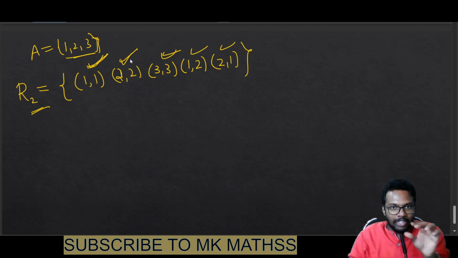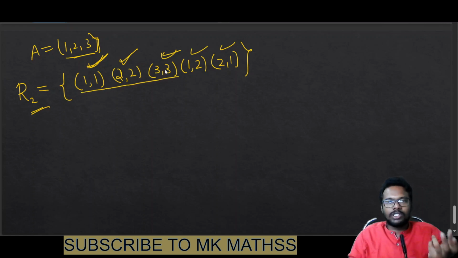By observing R2 we can find reflexive or symmetric easily. Okay, so reflexive relation. If we want to check symmetric relation, just neglect these 1 1, 2 2, 3 3. Obviously if you reverse 1 1, it becomes 1 1.